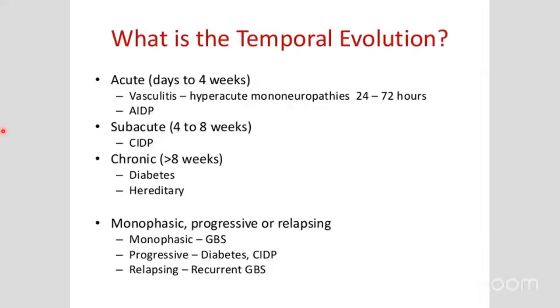Second question is the temporal evolution. That is, acute is from days to 4 weeks, can be vasculitis and AIDP. Subacute is mainly CIDP, and chronic, that is more than 8 weeks, is diabetes and hereditary. We also have to check whether the neuropathy is a monophasic neuropathy, a progressive neuropathy, or a relapsing neuropathy. GBS is usually monophasic, progressive are CIDP and type 2 diabetes, while relapsing can be recurrent GBS or CIDP.